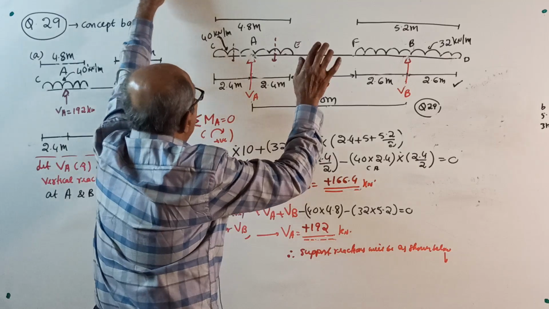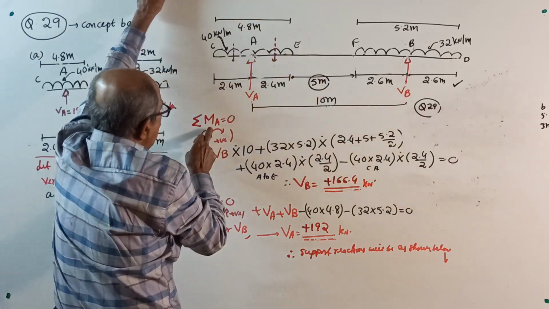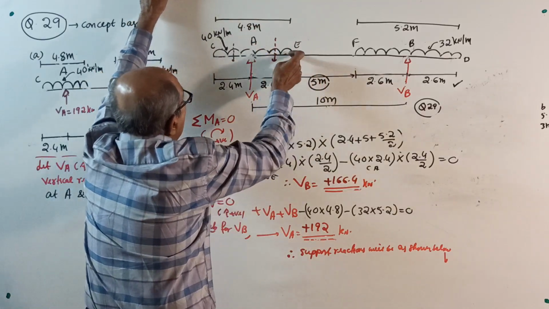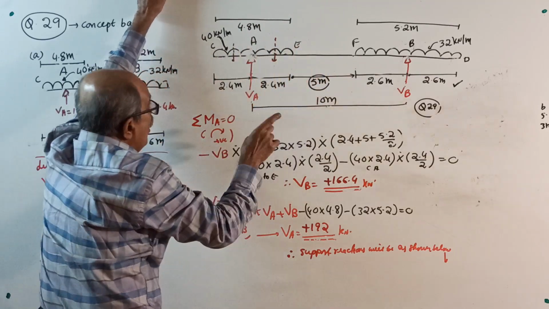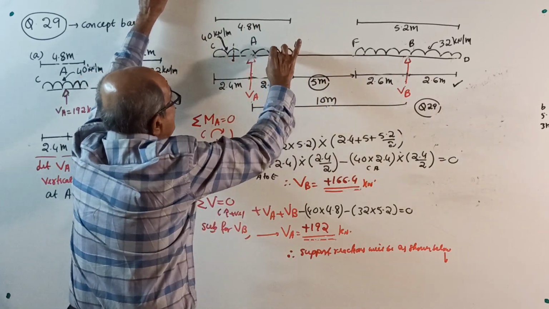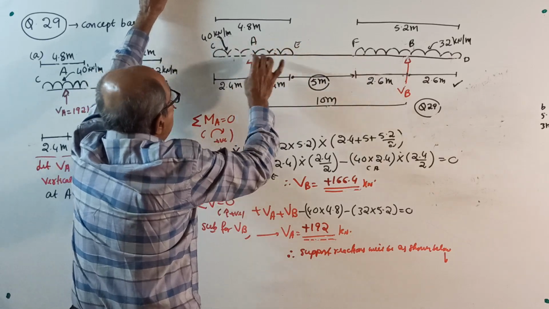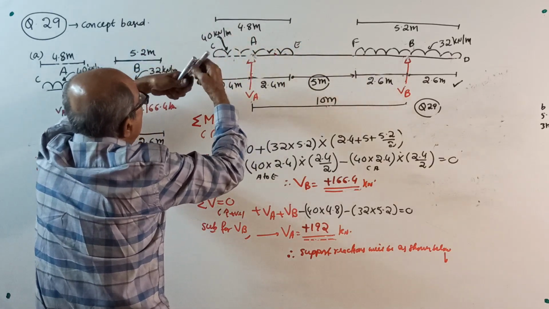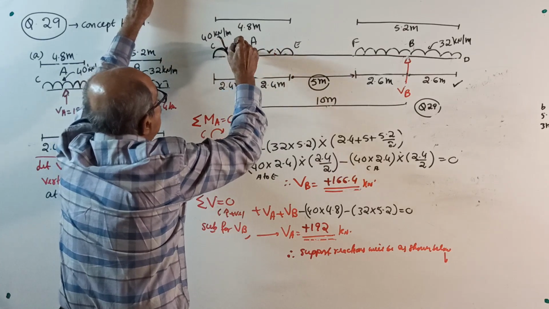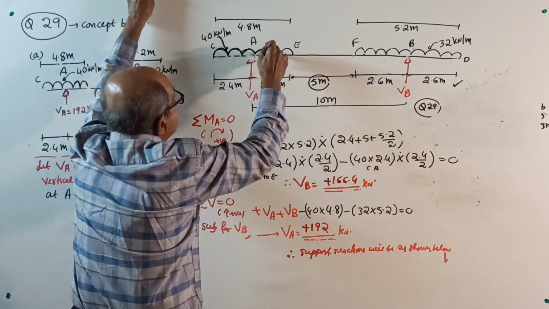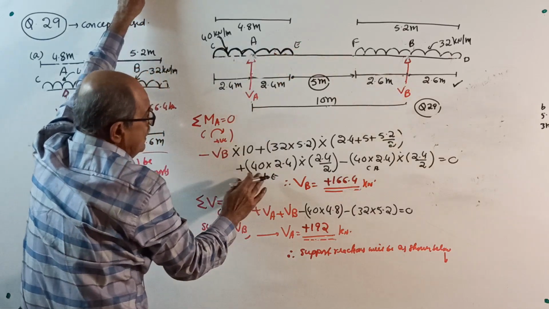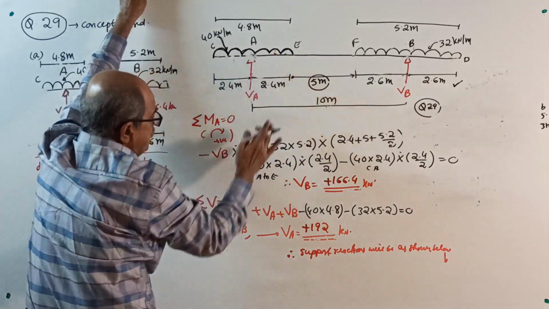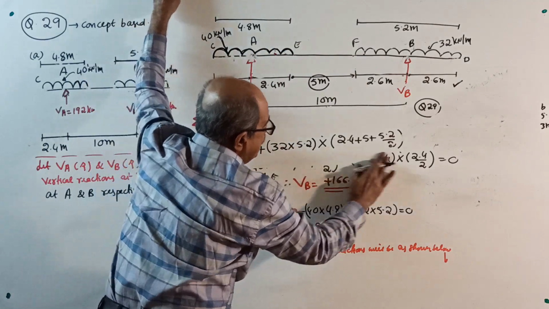Now make a note here. When you want moment about A, you consider either side UDL separately, or, make a note here, we want complete UDL in a single stretch. See, we want complete UDL in a single stretch. Then these two part by part is gone.